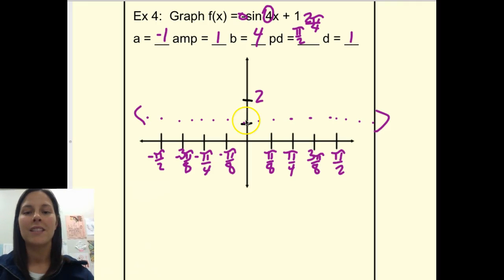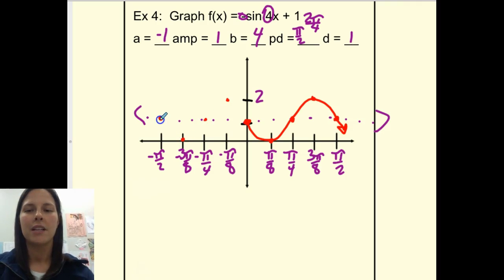And sine starts at 0, so we're going to start along that principal axis. We have a vertical reflection. Sine typically goes up 1. Now we're going to go down to the minimum, back to 0, up to the maximum, and back to 0. We'll do the opposite off to the left, up to the maximum, back to 0, down to the minimum, and back to 0.